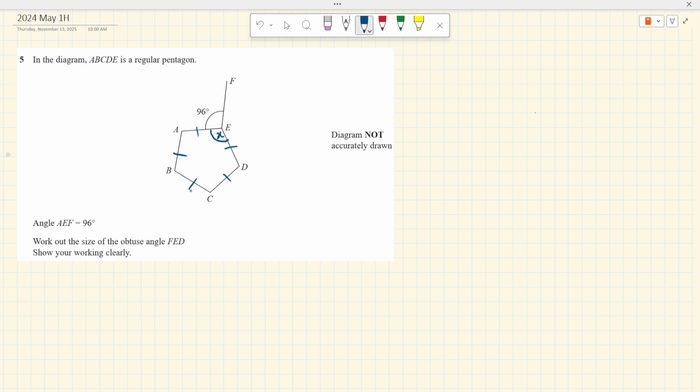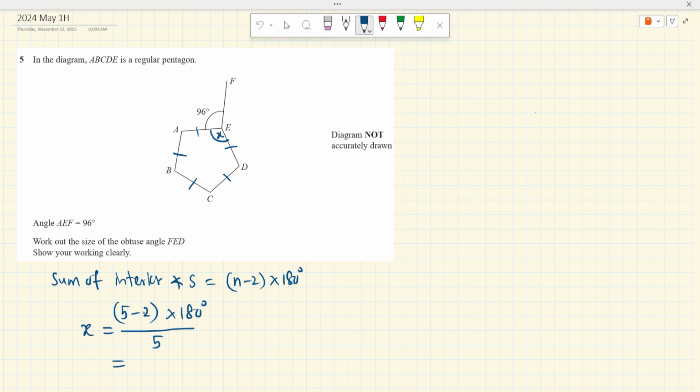Okay, first of all we need to find the interior angle. Sum of interior angles equals n minus 2 times 180. Here it is a pentagon, so 5 sides. Sum is 5 minus 2 times 180. Then all the angles are equal, so we can divide this by 5 to get x.